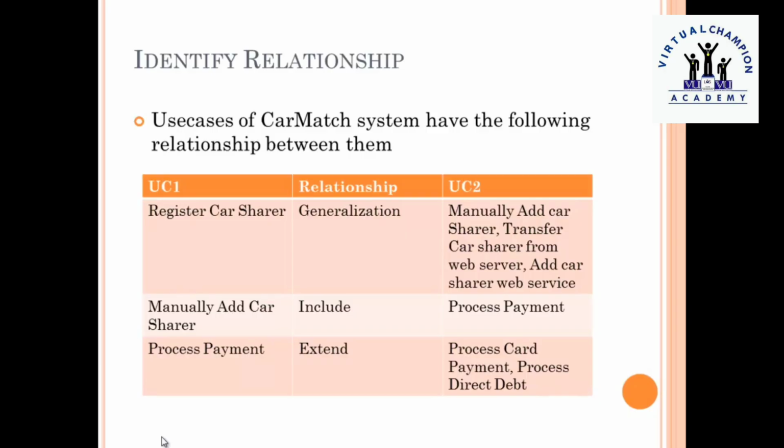Next is manually add car sharer, which has an include relationship to the process payment use case, and next is process payment, which has an extend relationship between process card payment and process debit card.